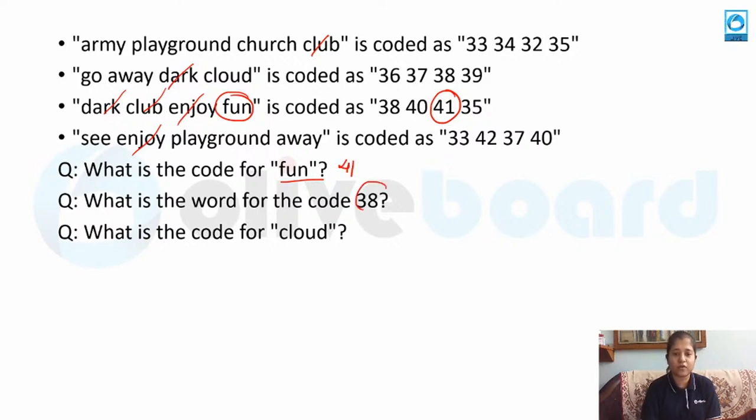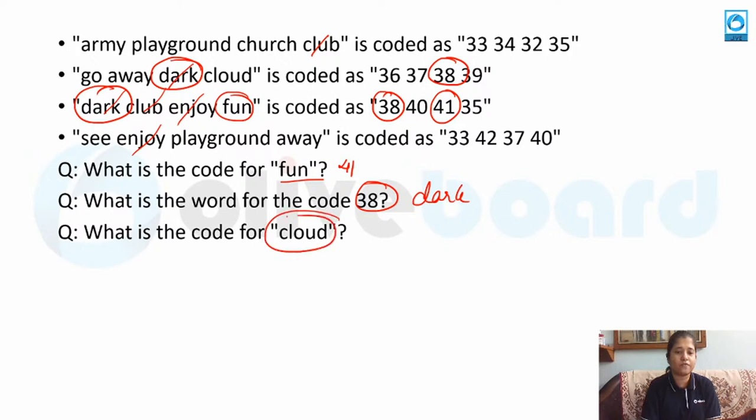What is the word for the code 38? So where do we have 38? You can see 38 is here and 38 is here, right? So if you compare these two, that is the second and third, you will see that only 38 is common. That means there is only one word that is common between the two. So let's see what is common. Away, dark, right? So you can see dark is common between the two. So that has to be dark.